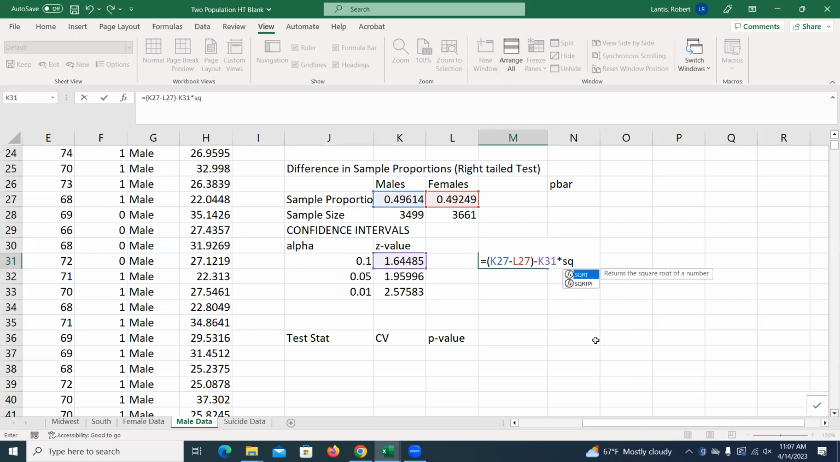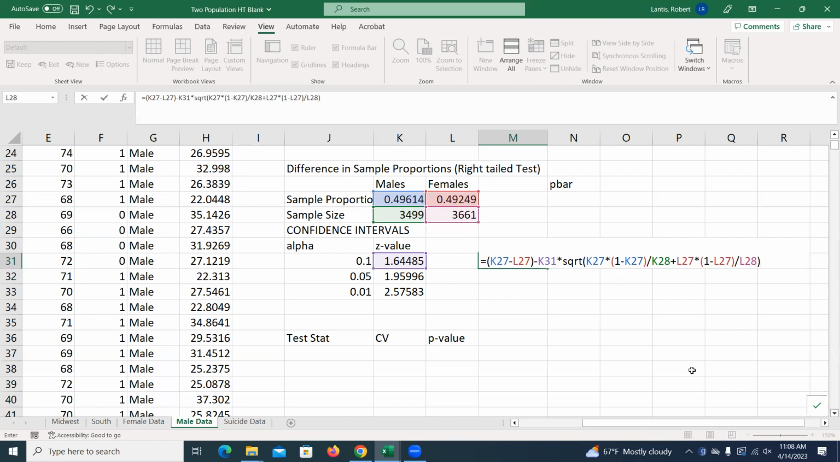So, square root of this group's sample proportion times 1 minus that group's sample proportion divided by that group's sample size. Now, I could have calculated this entire thing in a different cell if that makes it easier. I'm just going to type it all in at once here. I'm then going to add to that the second group's sample proportion times 1 minus that group's sample proportion divided by that group's sample size. So all I'm doing here is using Excel to be my calculator. Okay.